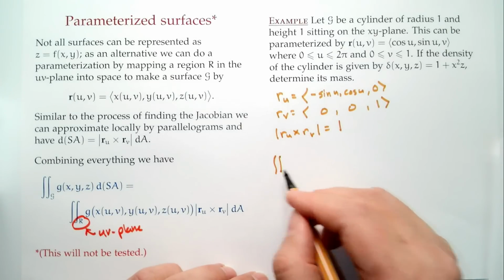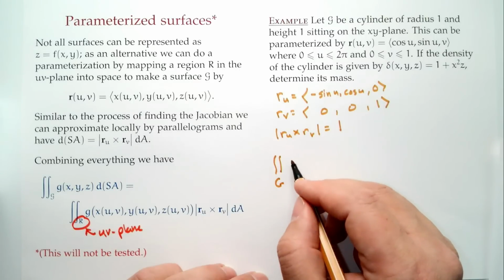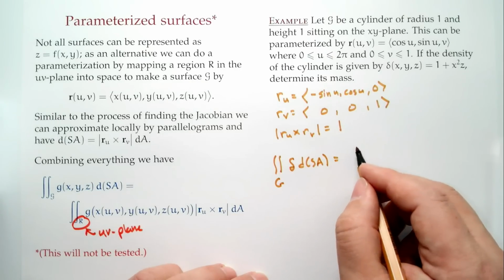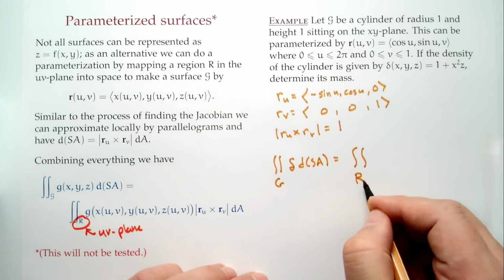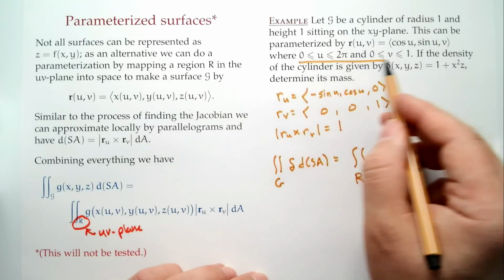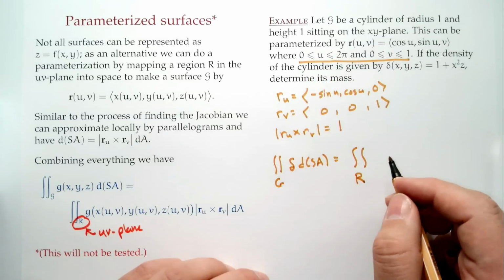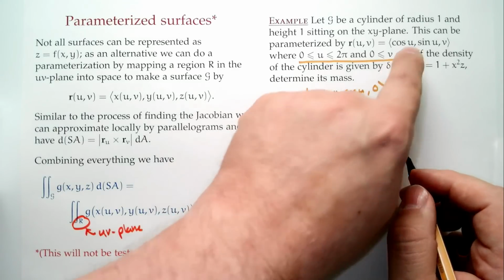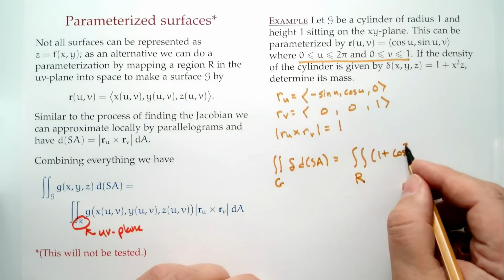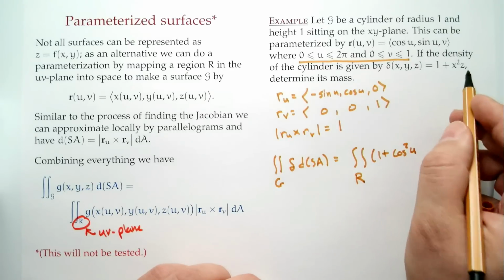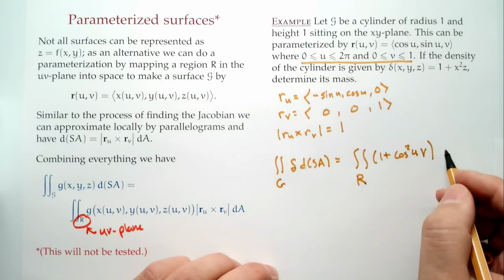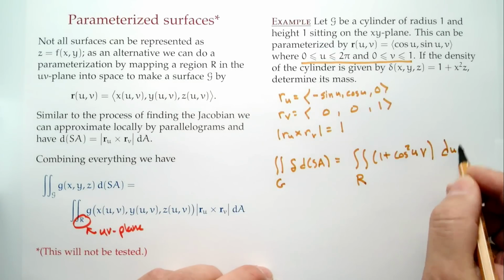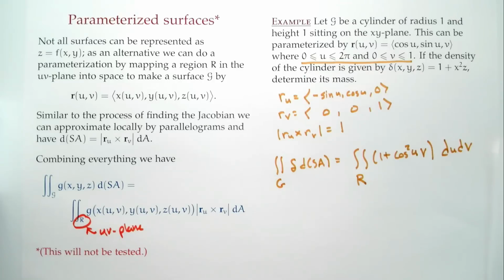So the integral over our surface of our density function dSA, well, that would become the integral over our region in the UV plane, this region here, of what? Well, 1 plus x squared z. x will be cosine u, so x squared is cosine squared u. z is v. And then times magnitude of ru cross rv, which is 1, times du dv. Okay, and you can work that out.